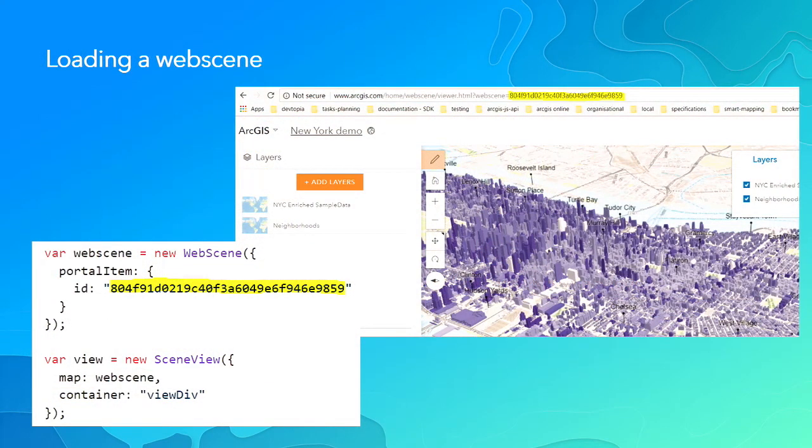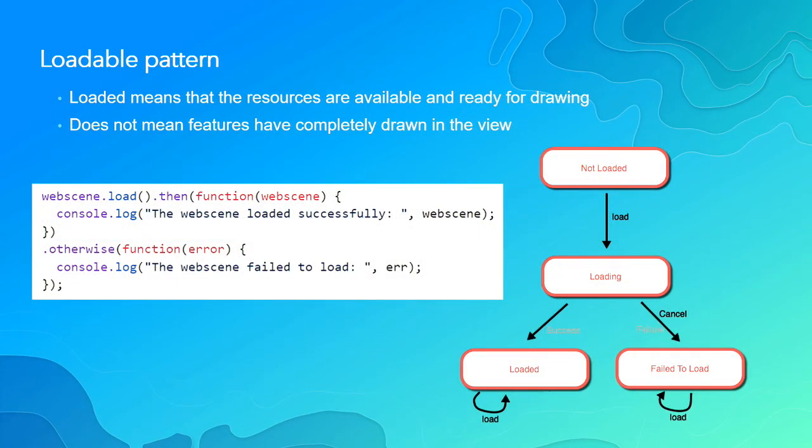Before I dive into the code, I'm going to explain a bit how this works. So you can see the scene that Russ created in the scene viewer. It has an ID, and I'm just going to use that ID and use the Portal API in our JavaScript API to load it in. Important to know is that we have this loadable pattern in our API, where we have to make sure that when we use the resources of a web scene, it's loaded. Loaded also means that the resources are available and that it's ready for drawing, but it doesn't mean that everything has been displayed on the screen.